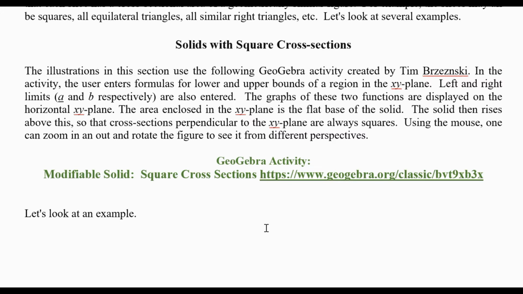Using the mouse, one can zoom in and out and rotate the figure to see it from different perspectives. And here's a link to the activity. I have it already pulled up. I'll look at it here in a minute. And so let's look at this as an example. And by the way, Mr. Brzezinski here has also made similar activities for all different kinds of cross sections, not just squares. I think he's got one for rectangles and triangles, different kinds of triangles, and several others. And we'll look at some of those in these notes as well. But right now, let's look at this example.